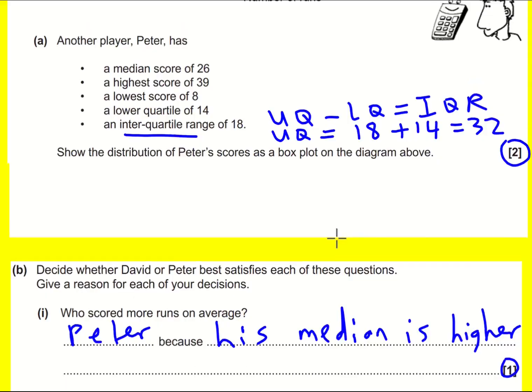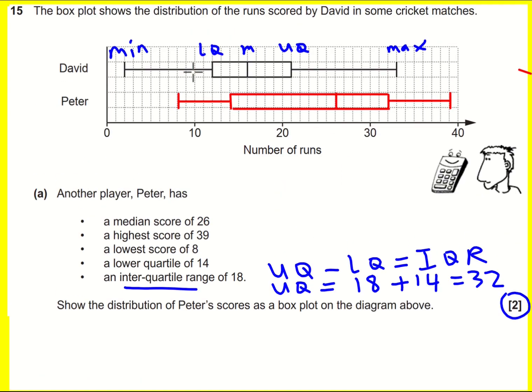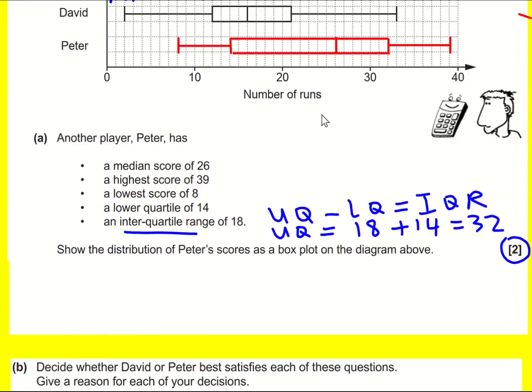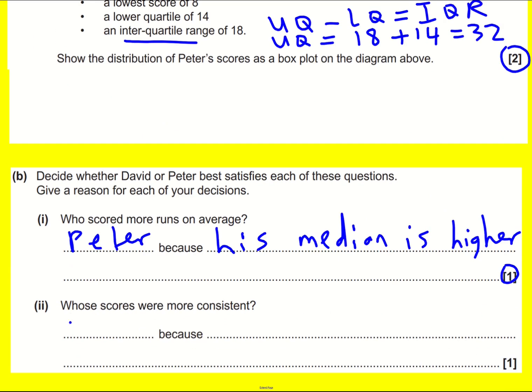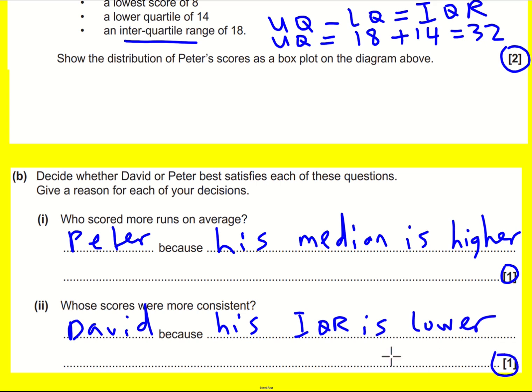Whose scores were more consistent? Well, that's going to be David. Basically, 50% of his runs are in this smaller box as opposed to Peter's larger one. So I would say David, because, actually their ranges are not that different, but the interquartile range is much smaller for David. So whose scores are more consistent? David, because his interquartile range, I'm going to abbreviate it, is lower. Okay, nice one.